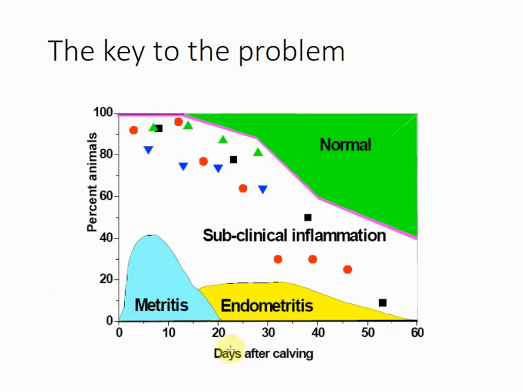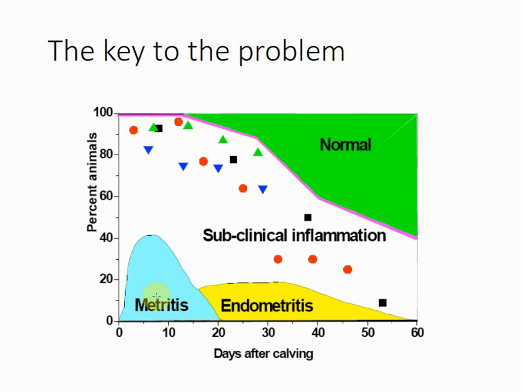And this shows what goes on and what we're aiming to try and do here. A cow might start with metritis, but if it's well fed and has a good energy balance and good mineral balance and is stress free, the self-cure rate is very good, and they'll progress right the way through subclinical inflammation through to normality.